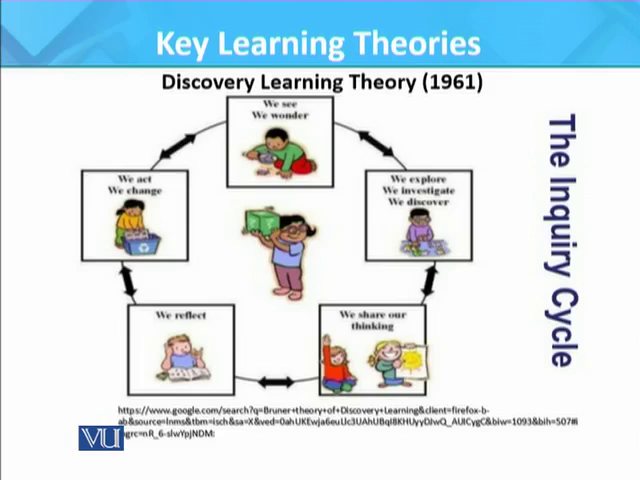Let's see how many stages the theory has. It is also referred to as the inquiry cycle. So we see and we wonder. So that's the first stage. You come across an object, you look at it, and then you wonder, you think. Then you explore, you investigate, you discover.